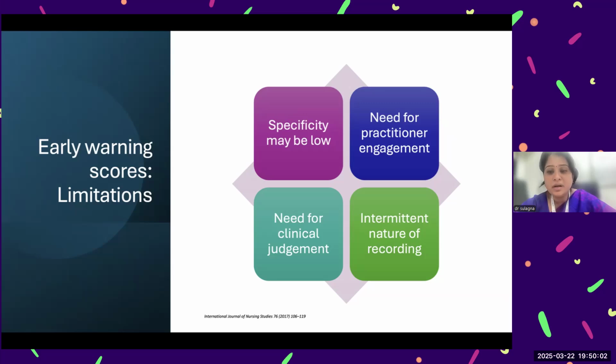even when the scores are met, the time to respond to them from a medical team may be delayed. It also depends on the vitals of the patient, and it requires intermittent monitoring, so if something happens in between, it may not be picked up at the golden hour.